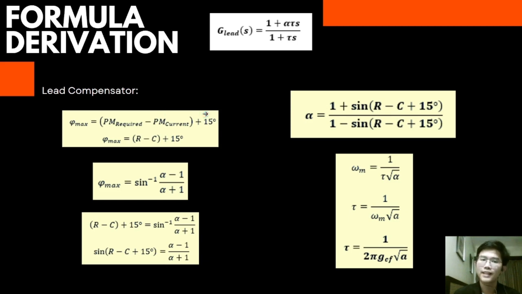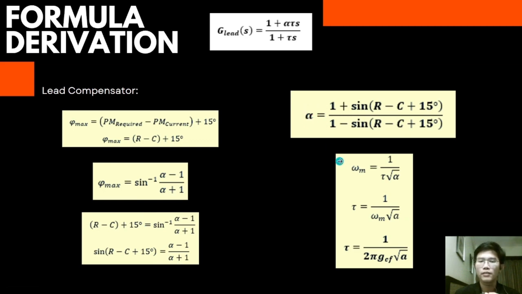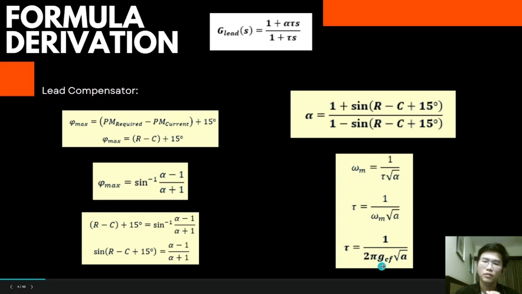Then we equalize this value with sine inverse of (alpha minus 1) over (alpha plus 1), and after some mathematics we will get the alpha term. Then we use this value to substitute inside the omega m formula, and this omega m we can find using 2 pi times the gain crossover frequency, because the gain crossover frequency given is in hertz.